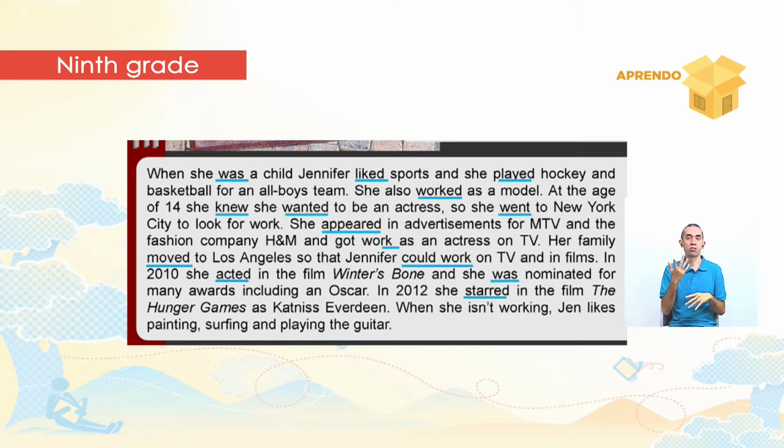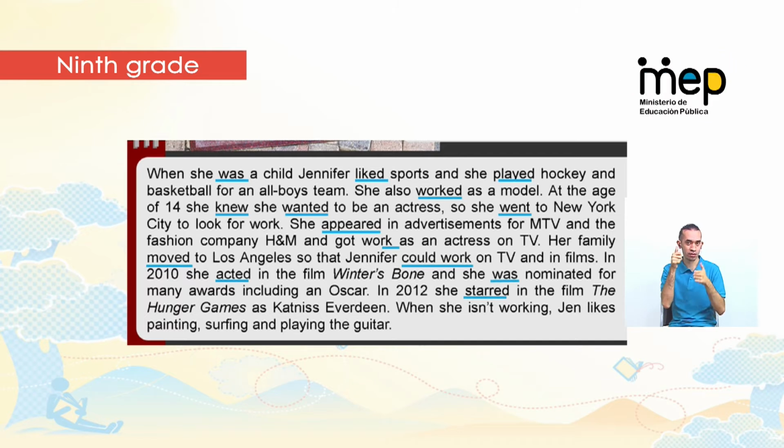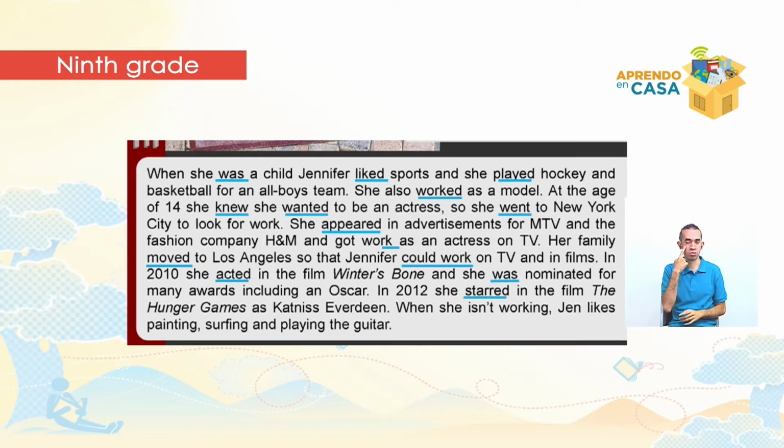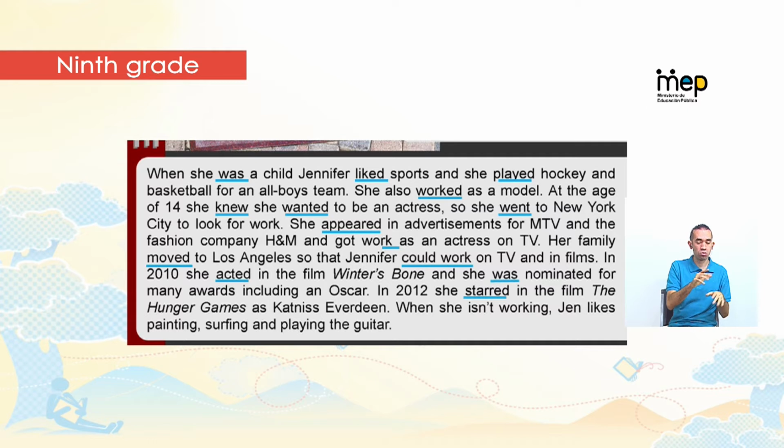Now, can you tell me, what do these verbs have in common? Look at them. They are all verbs in past. Very good. So when we write a biography, we want to use verbs in past because it's something about the story of the person, something about the past of the person. All right? And you can see here that we have two types of verbs. We have verbs that are regular verbs like liked or worked, and verbs that are irregular like went or could.